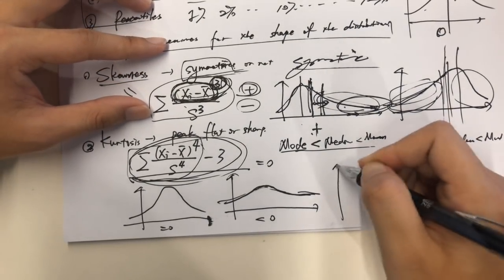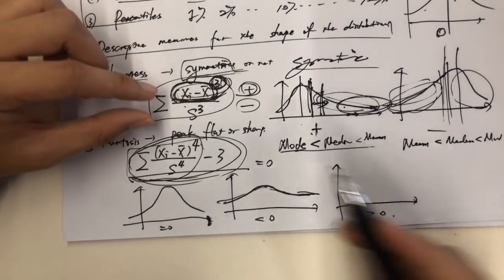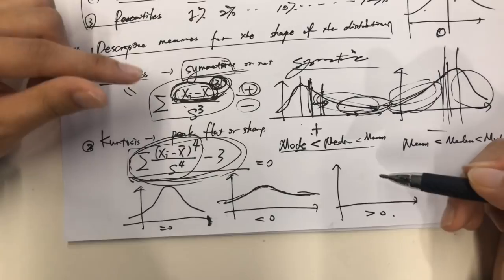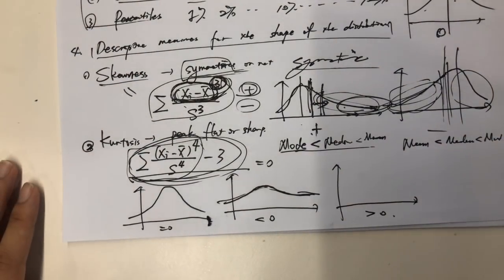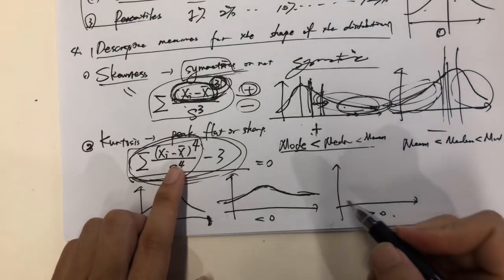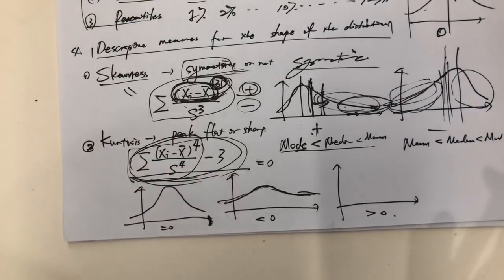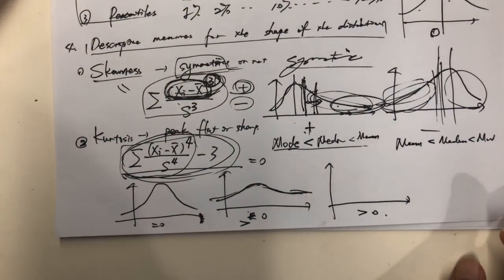And again, if the kurtosis is greater than zero, it means the kurtosis is very large. Oh, I don't think so. Is it because the kurtosis is large so that it's flat, right? Sorry about that. This is when kurtosis is greater than zero. Sorry, I've got a headache.